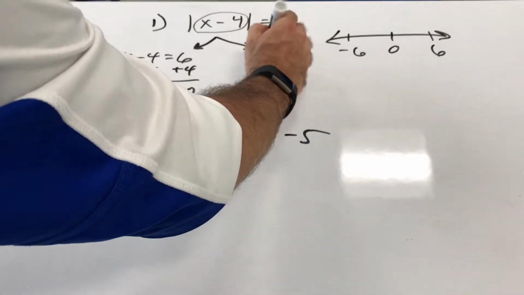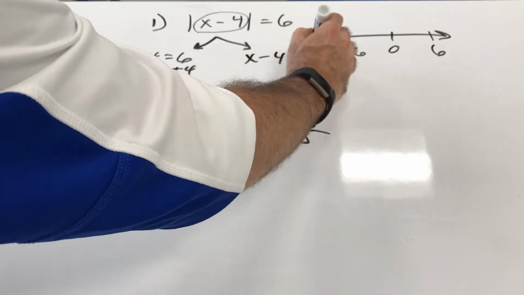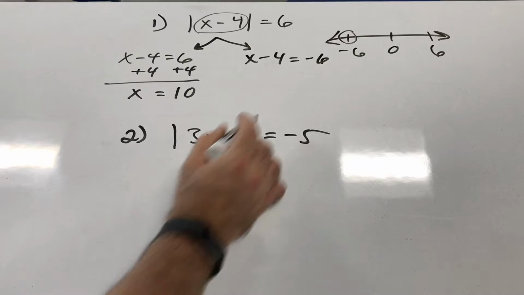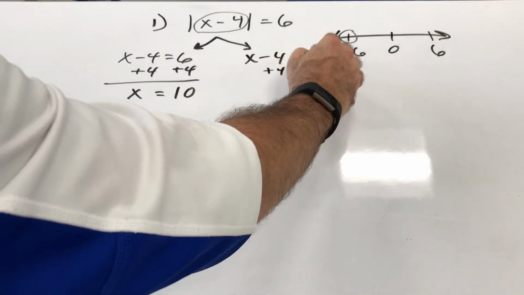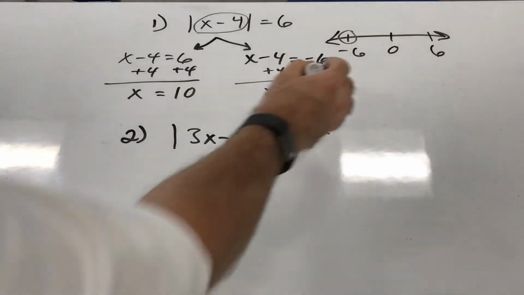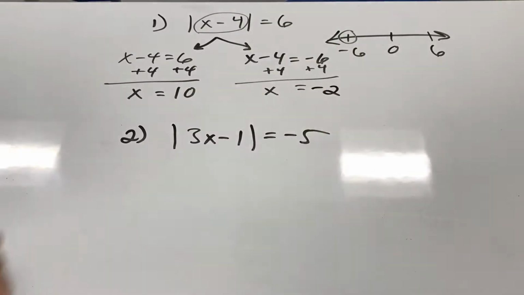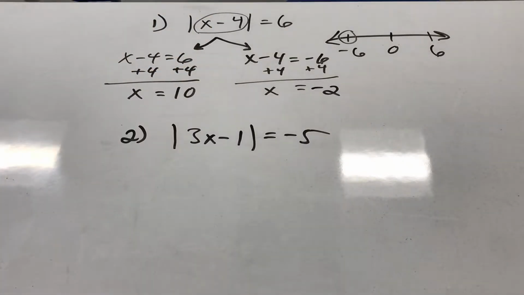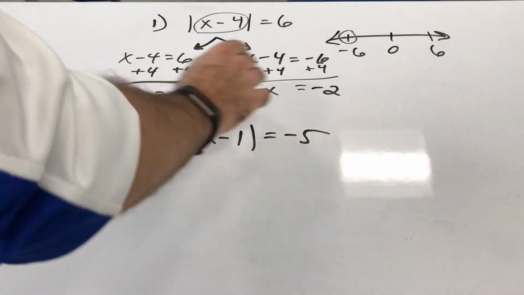Over here, I'll try the negative side. So I get x minus 4 equals -6. I'm looking at this possibility here. So I still solve the equation, add 4, I get x equals -6 plus 4, which is -2. When I plug in -2, I get -2 minus 4, it's -6, and the absolute value of -6 is 6. So both of these turn out to be solutions.